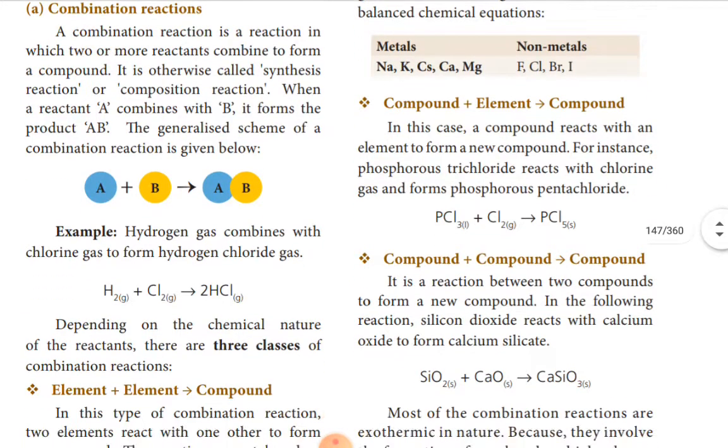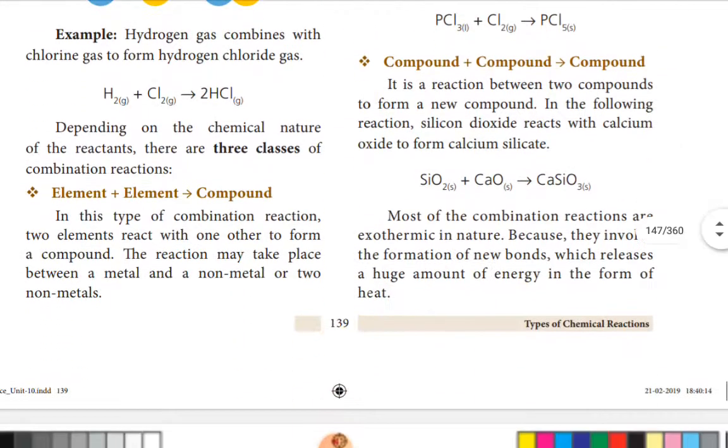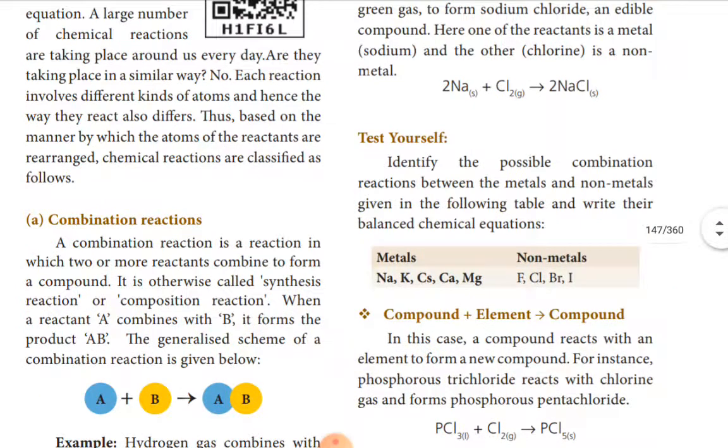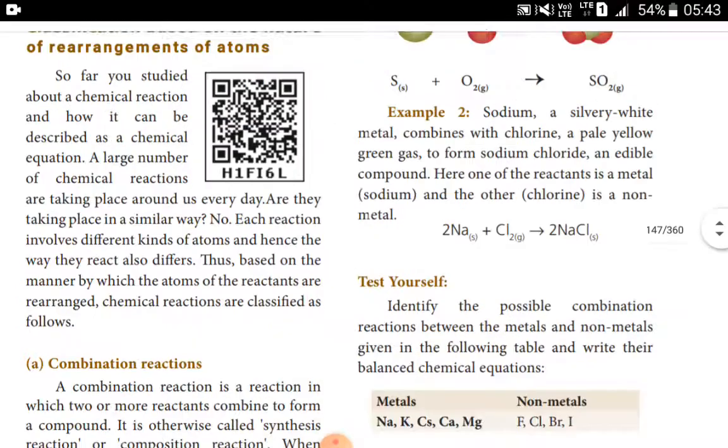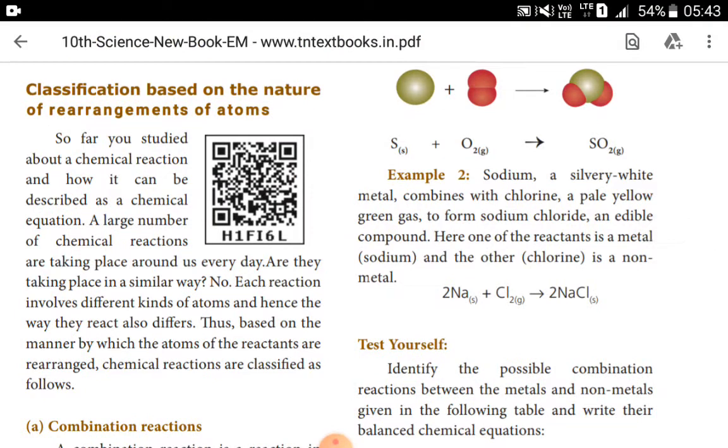Then combination reactions are of three classes. First one, element plus element gives compound. Two simple elements, for example, a metal and non-metal combine to give you a product. Here one example we are taking: the non-metal sulfur with the non-metal oxygen to give sulfur dioxide, which is also a non-metal compound. So non-metals combine to form sulfur dioxide, a gaseous product. Sulfur is an element, oxygen is an element, sulfur dioxide is a compound.